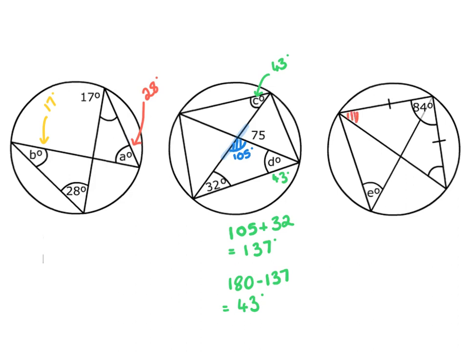The next one, because we've got the lines there, it tells us it's an isosceles triangle. So these two red angles are the same. So we can subtract 84 from 180 to give us 96 degrees. And if we divide that by 2, that'll give us both of those red angles there. So each one is 48 degrees. Once we know that, we can use the rule that angles in the same segment are equal, so that one, E, is also 48 degrees.